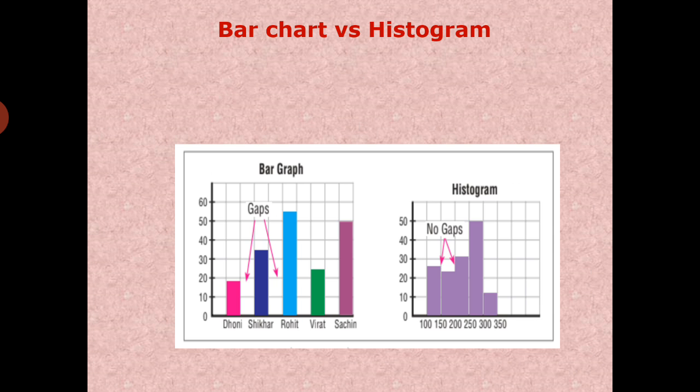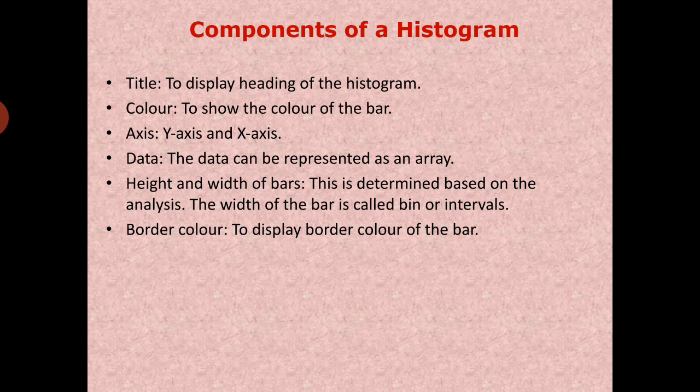Before we start drawing a histogram, a few concepts should be clear in your mind. The components of a histogram plot are: title, to display the heading of the histogram; color, to show the color of the bar; axis, y-axis and x-axis; data, which can be represented as an array; height and width of bars, which is determined based on the analysis. The width of the bar is called a bin or interval. Border color, to display the border color of the bar.